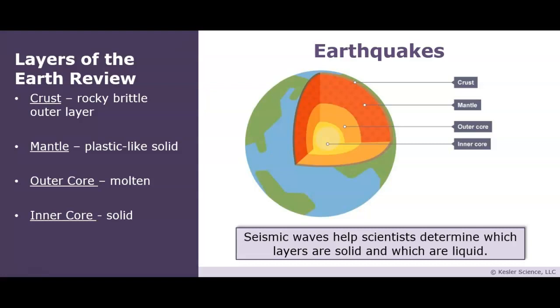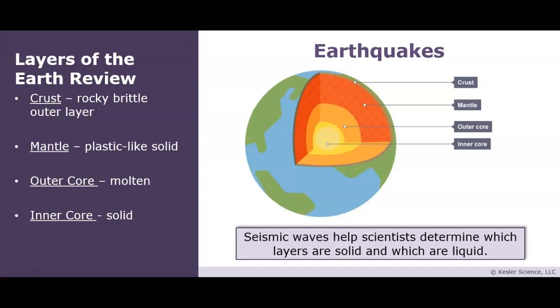It's almost like a liquid, but it's not. It's kind of like a solid, but it's not. It's somewhere in between where it can kind of stretch and pull, but is not completely liquid. Then you have the outer core, which is absolutely molten liquid, or metal actually, not so much rock, but liquid metal. And then the inner core is completely solid.